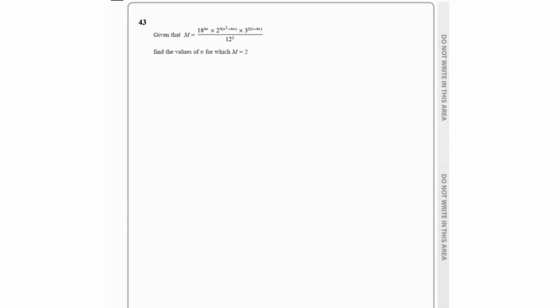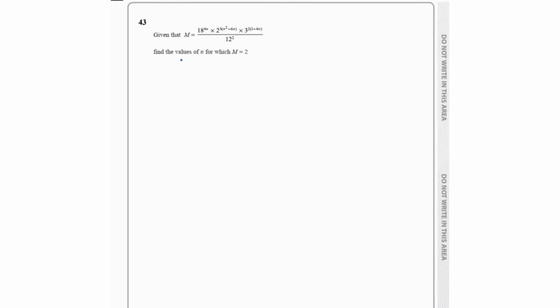Then you can get a difficult question on indices as well at the end of the exam. Questions that we're discussing now, these are the ones that come at the end of the exam, so these are the harder ones. So say it's given that m equals 18 to the power 4n times 2 cubed, whole power n squared minus 6n, times 3 squared, times 1 minus 4n, over 12 squared.